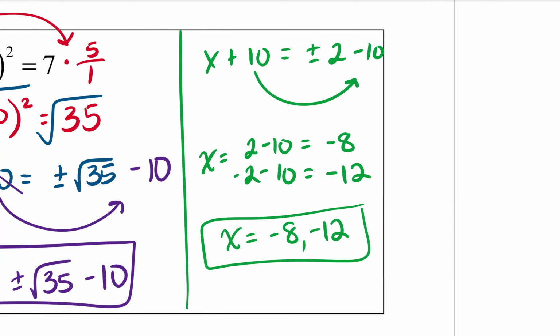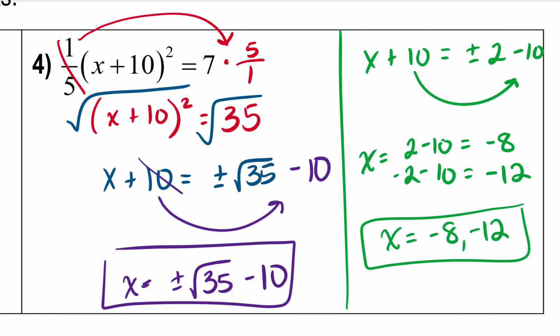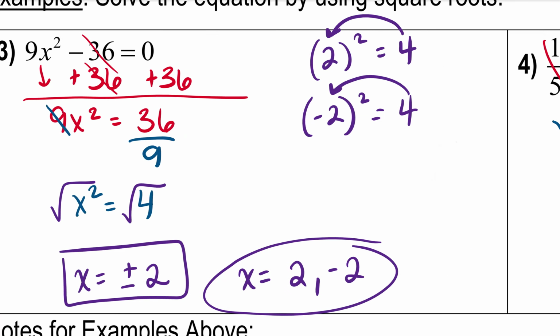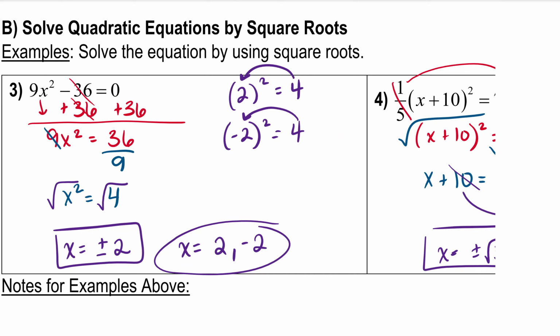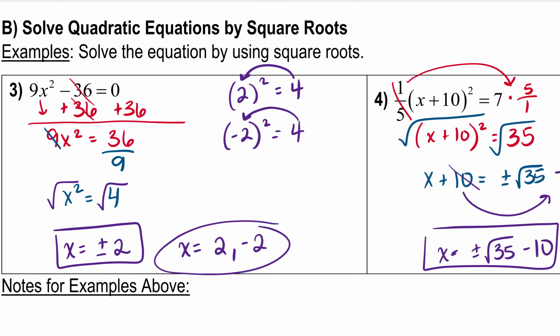But if I don't have a number that I can do the square root of, like I did in the notes here, I just leave it as a square root and that's it. So it just depends on what you have. So that's 3 and 4. Again, you can have parentheses or not, and that's how they look for that one.